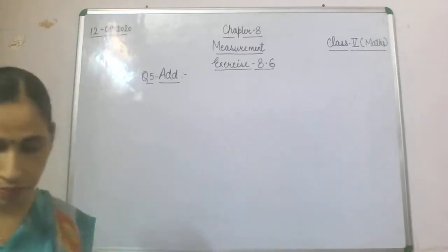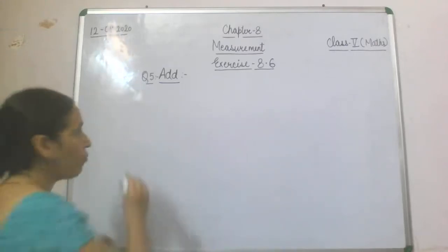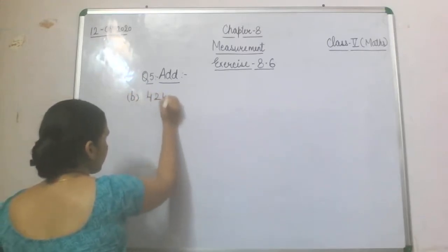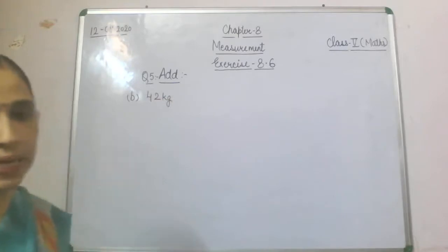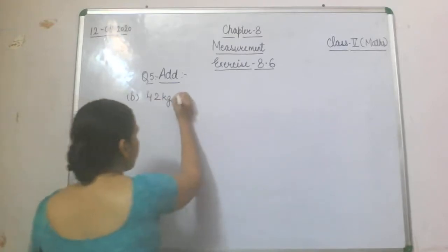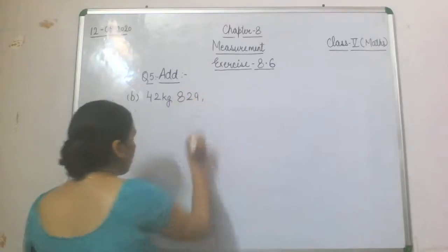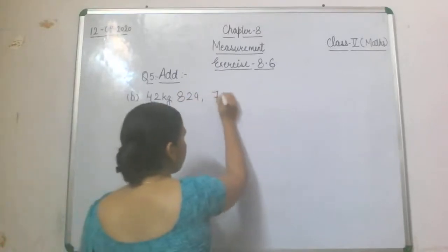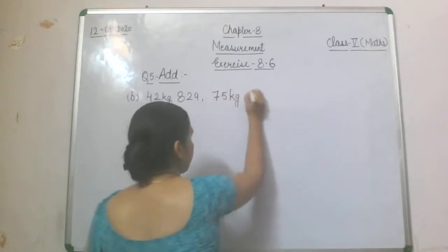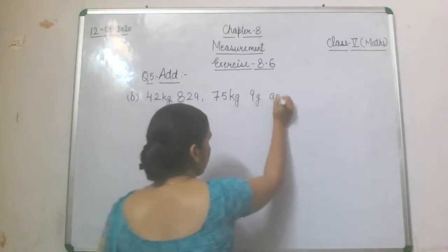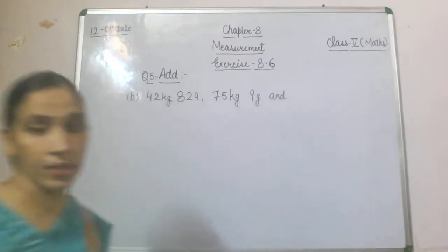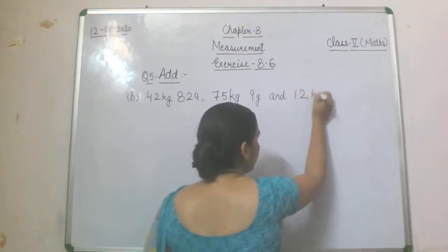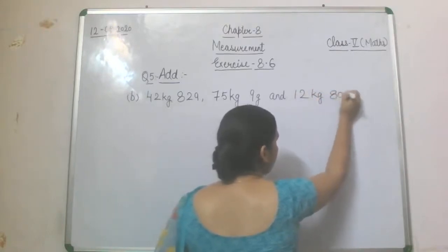Our B part: 42 kg 829 gram, comma, 75 kg 9 gram, and the third one is 12 kg 80 gram.